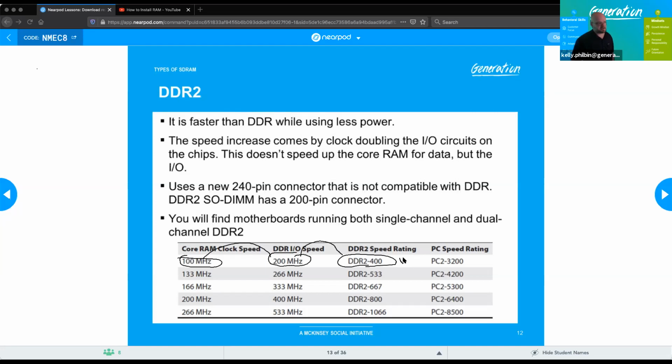And we take that, multiply it by 8 like we did the last time. That gives us our PC rating. And that PC2 right here, that's a nice way of them letting us know that this is a DDR2 or 2nd generation.